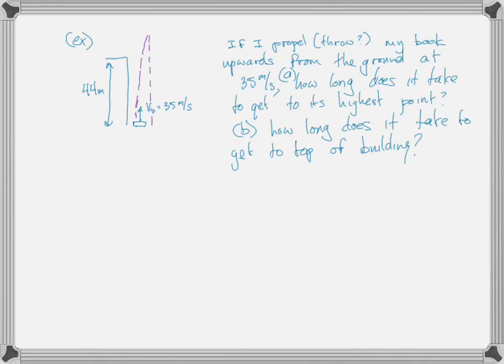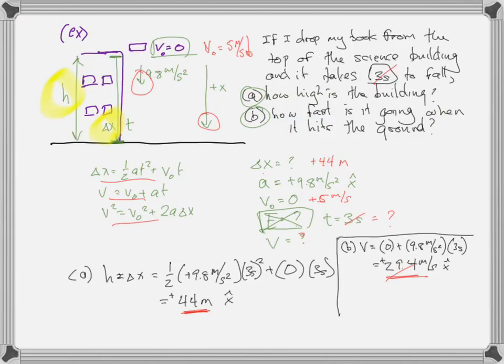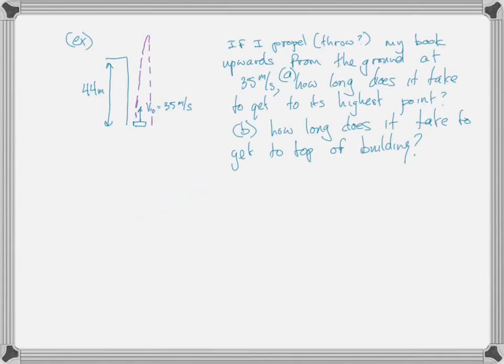And I guess I haven't necessarily given you a high enough speed to reach the top of the building, or have I? You can go back and say, oh look, we had figured out that it was going 29.4 meters per second when it got to the ground when I dropped it from rest. That means that if I throw it upwards at 29.4 meters per second, it will get to the top of the building. So a speed of 35 meters per second is fast enough to get past the top of the building. Okay, so how are we going to solve this problem?